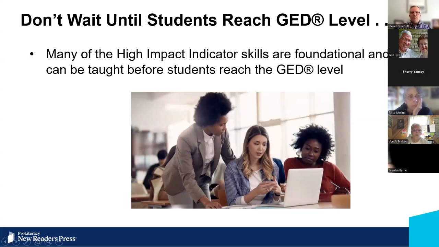I will stress again, don't wait until students reach the GED level and they're maybe reading at the eighth grade level equivalent before we teach these skills. These are foundational skills for the most part and can be and should be taught before students reach that GED level. And I'm sure we're doing a lot of these things already. It's just kind of a check to make sure that we're doing those. If you're using the college and career readiness standards, you are already doing many of these things, or if you're using your state standards, you're probably teaching many, if not all, of these things already.